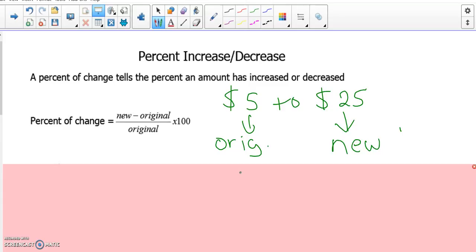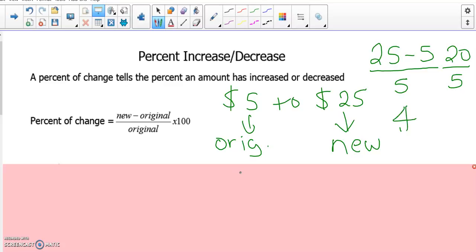So now we're going to apply our formula. We simply take our new number, 25, we subtract from it our original number, which was 5, and then we divide that by our original number. So when we do that subtraction, we end up with 20 over 5, and 20 over 5 simplifies to 4. So then to find our percent of change, we're going to take 4 and multiply it by 100. And when we multiply 4 by 100, we get 400. This is going to be 400%.